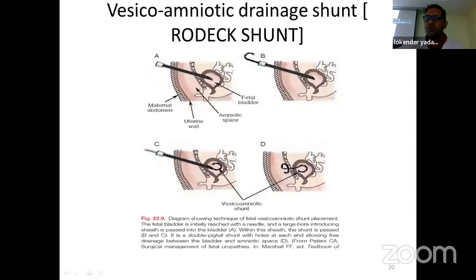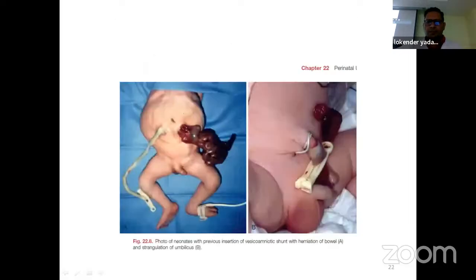The vesicoamniotic shunt, or the Rodeck shunt, involves placement of a shunt between the fetal bladder and the amniotic fluid. The fetal bladder is initially reached with a needle, and a large bore introducing sheath is passed into the bladder. Within this sheath, the shunt is passed, and a double pigtail shunt with holes in each end is placed, allowing free drainage between the bladder and amniotic space. The complications of insertion of a vesicoamniotic shunt can be herniation of a bowel loop or strangulation of the umbilicus.